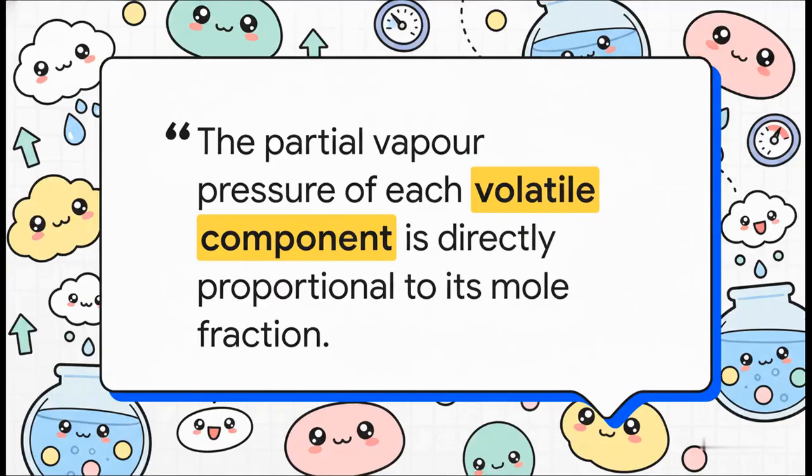And this whole phenomenon was perfectly captured in a law by the brilliant François-Marie Raoult. He figured out that the partial vapor pressure of any component in a solution is directly proportional to its mole fraction, which is just a fancy way of saying it depends on how much of it is there. So the really crucial point is that we can actually predict how much that pressure is going to drop.